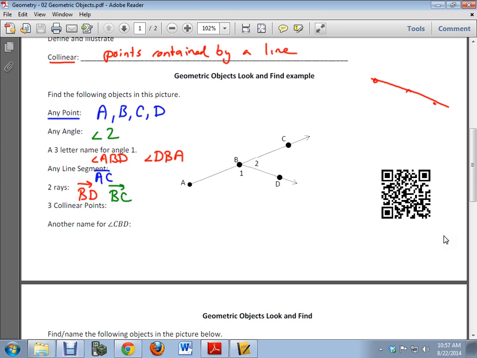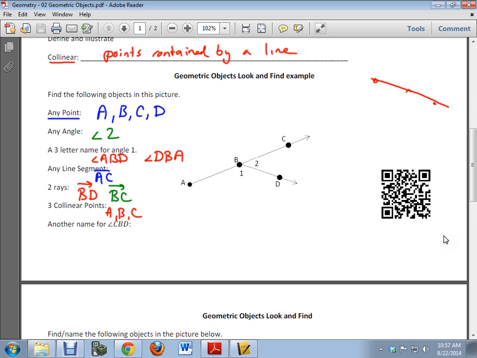Next thing it asks me for is 3 collinear points. That is 3 points in a line, and there is only one possible answer. It does not matter which order you put these points in, A, B, and C. So A, B, and C are 3 collinear points, 3 points in a line.